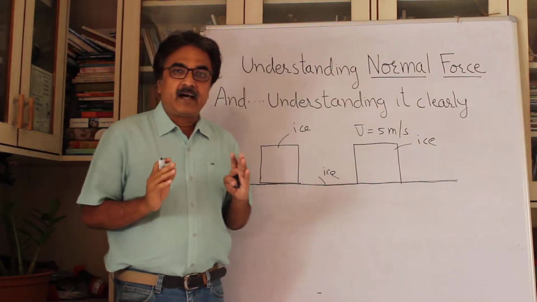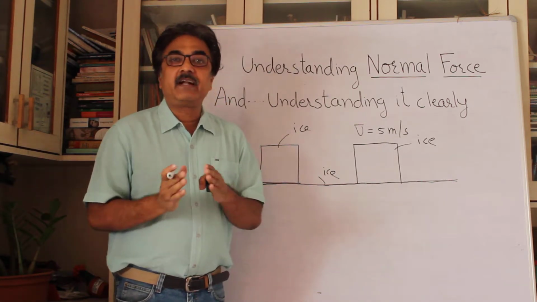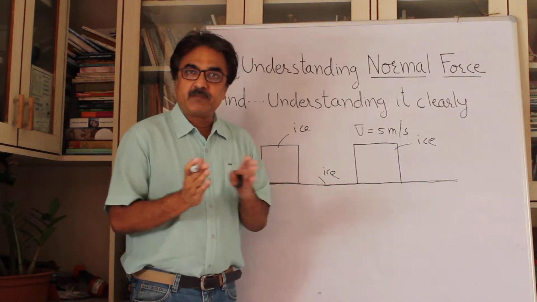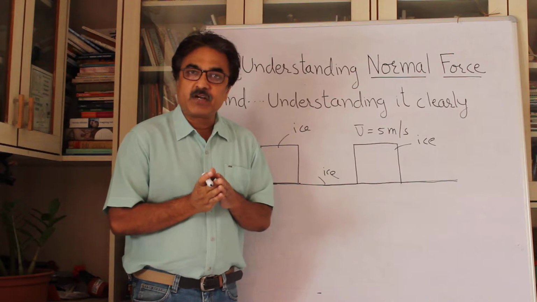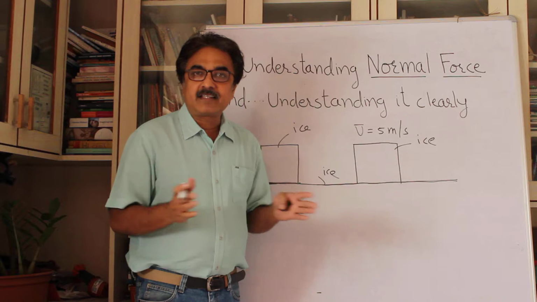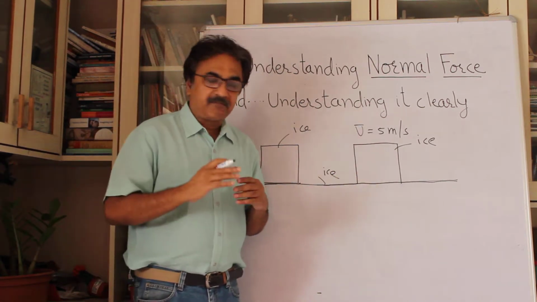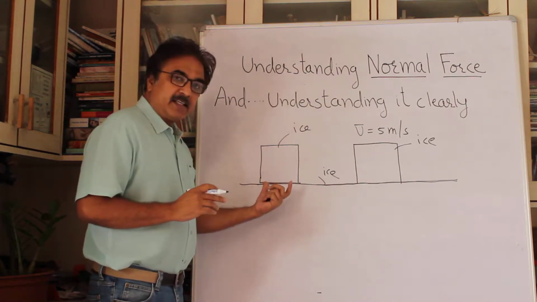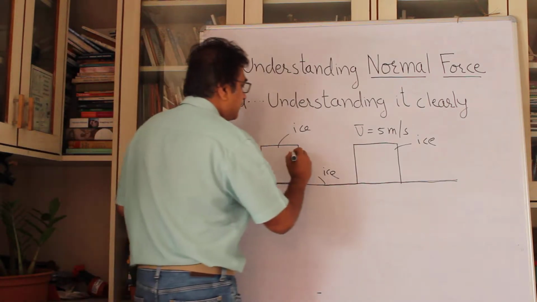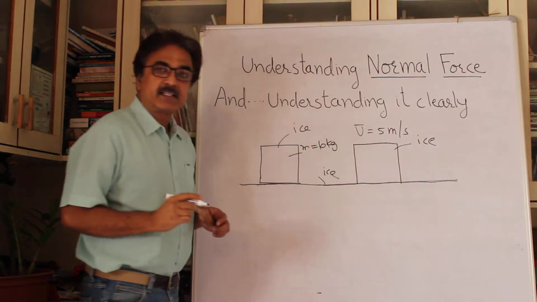And the reason why I'm choosing ice over ice is that I want to get rid of frictional force. So we can assume friction to be zero, friction between the surfaces that are making contact, when I'm considering ice sliding on ice. That's the only reason, because we'll bring in friction later. So this ice will have a certain weight. Let's say its mass is 10 kg.